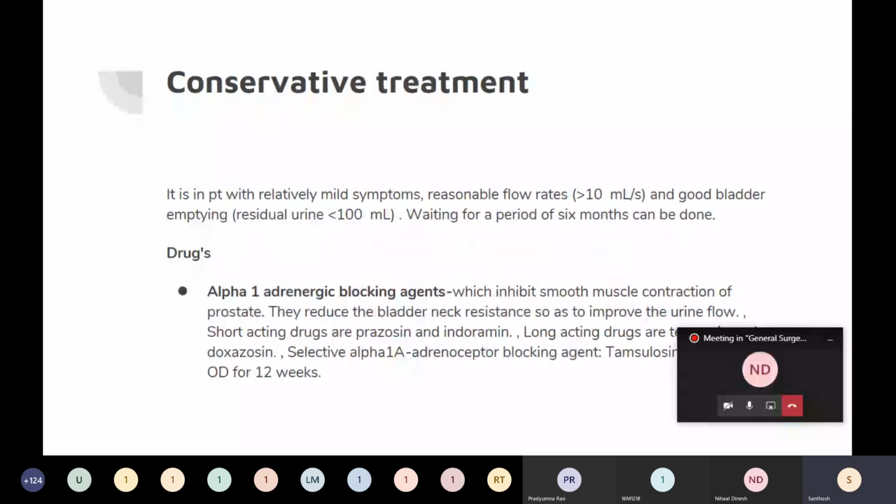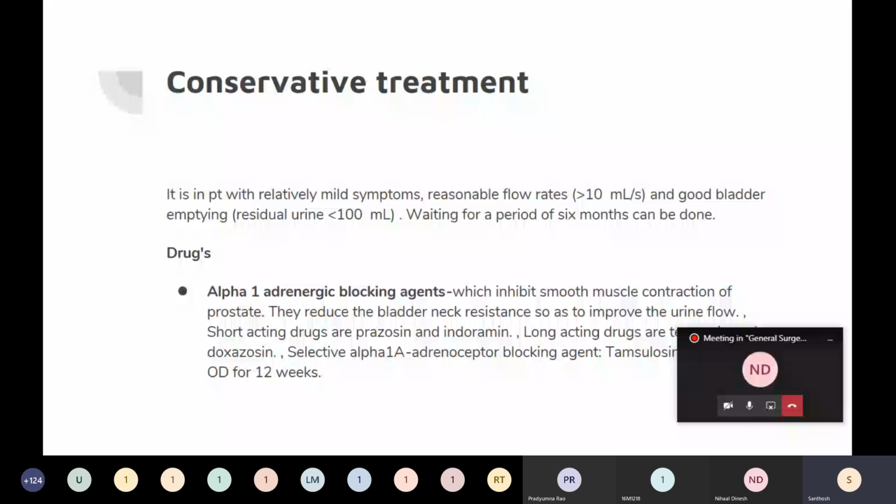Conservative treatment is done in patients with relatively mild symptoms, that is, a reasonable flow rate, more than 10, and a good bladder emptying, that is, residual urine should be less than 100 ml. Waiting for a period of 6 months can be done.